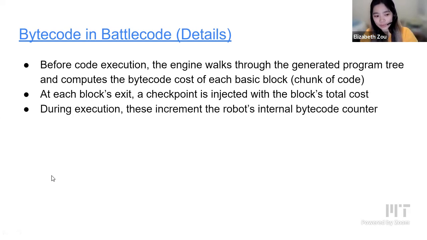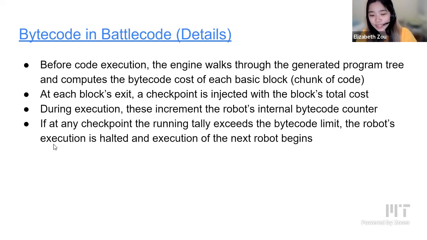And then when your code is actually run and we're executing these basic blocks, we increment the robot's internal bytecode counter by how much bytecode each basic block uses. If at any point the running tally of total bytecode used exceeds the bytecode limit that we allocate you, then the robot's execution is halted immediately and the execution of the next robot begins. So essentially, if you ever go past the bytecode we allocate you, your turn is skipped. And it's not that we check your bytecode on every single line of code, so it's not the exact line where you run out of bytecode that we stop your robot's execution.